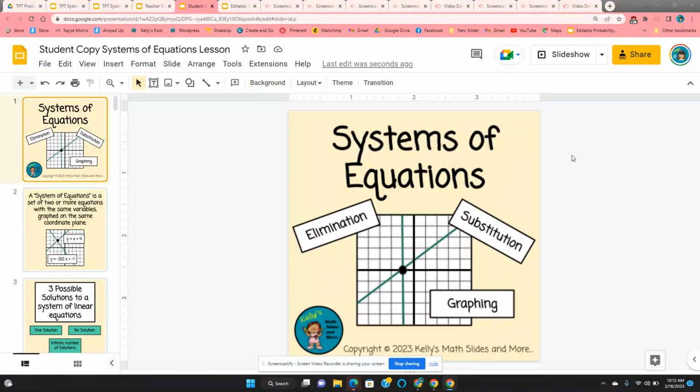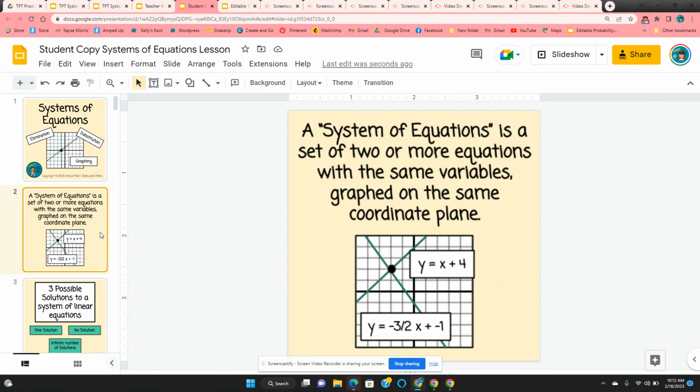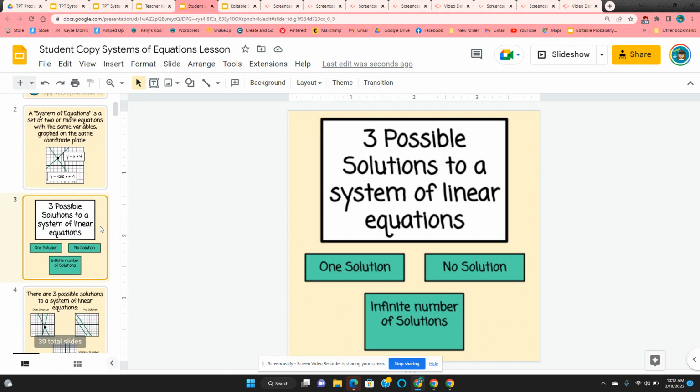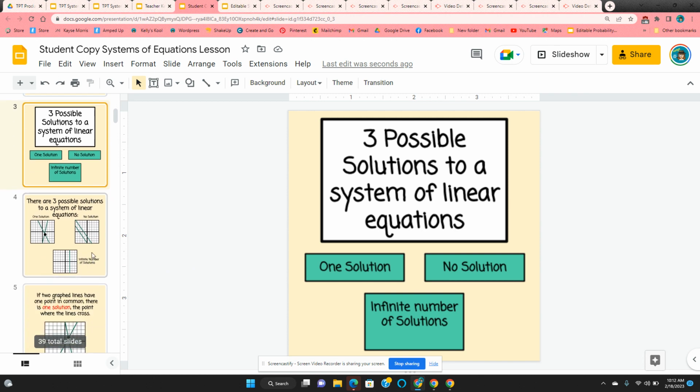Systems of equations. This is a digital lesson that teaches students how to find the solution using elimination, substitution, and graphing. It starts with a definition of what a system of equations is, and then it tells them that there are three possible solutions. It could be one solution, no solution, or an infinite number of solutions.